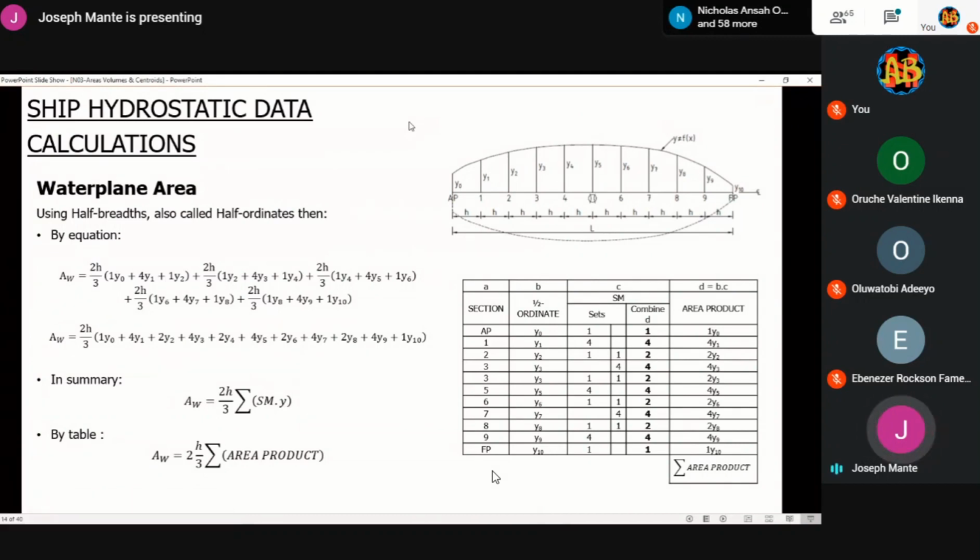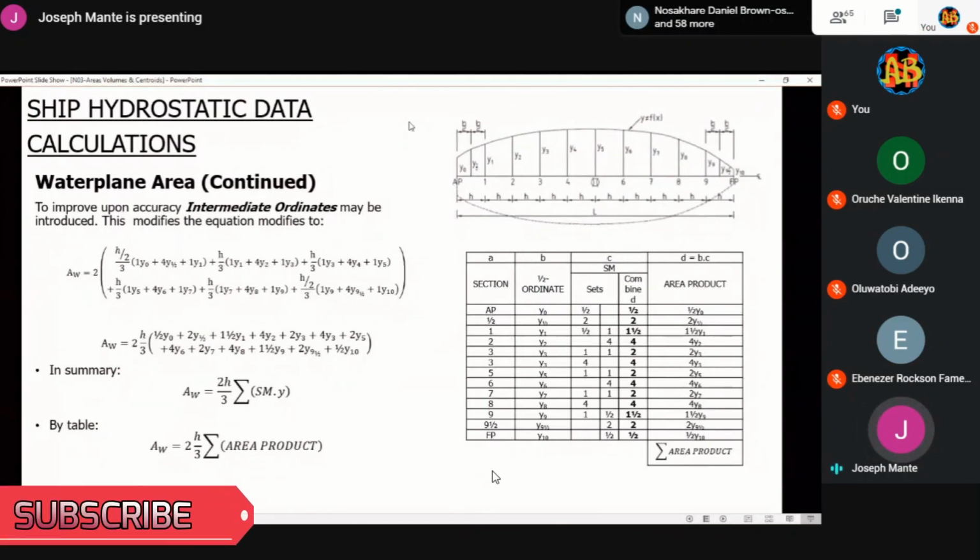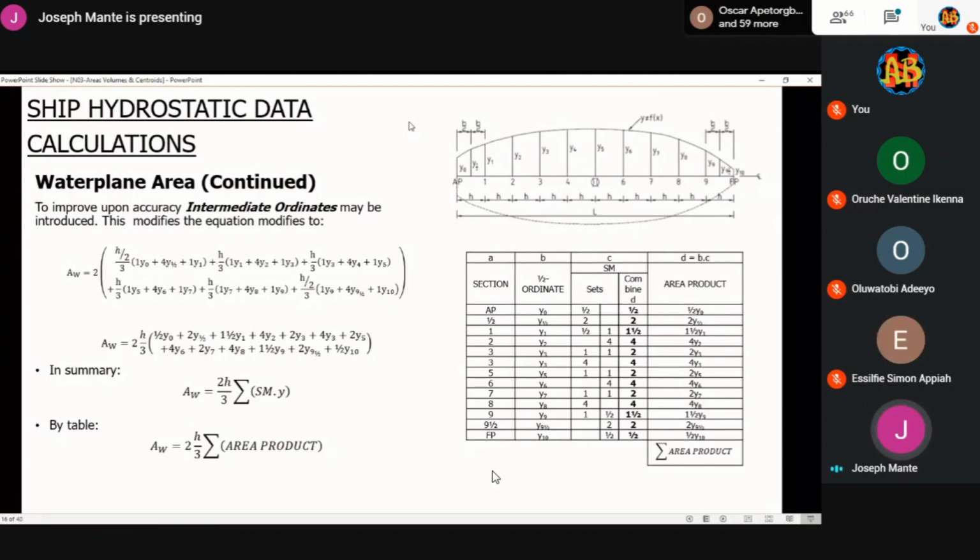But the more you divide it, the more you create sections, the more accurate your calculation becomes. It's a principle here. If you divide very small, you will get a small error. If you divide it very big, you will surely get a big deviation. So, for water plane area, to improve upon accuracy, intermediate coordinates may be introduced, and this modifies the equation too.